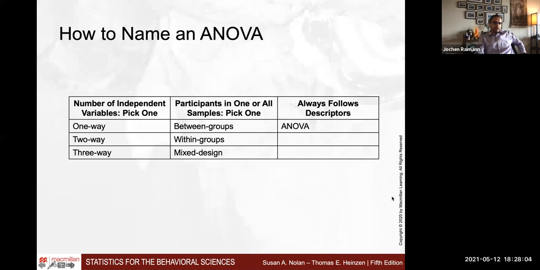Important is to keep in mind how to name ANOVAs, and they are named as a one-way, two-way, or three-way, or you can use even further nomenclature in that same fashion. We're using participants in one or all samples using either a between groups setting, a within group setting, or a mixed design setting. We have not formally done two-way ANOVA or three-way ANOVA or more-way ANOVA.